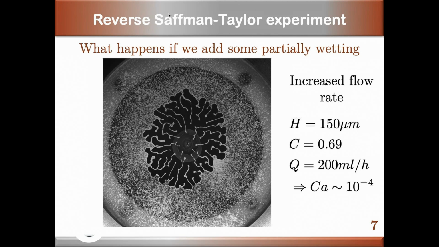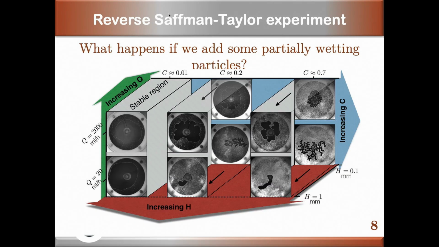So we did, in fact, of course, many experiments, and we changed the concentration of the particle, we changed the flow rate, and we changed the distance between the walls. So this is a nice diagram from my student. I don't know how he was able to do that, but basically, if you take, for example, this experiment here, so this is an experiment that is done with a pretty strong concentration and small flow rate. Then, if you increase, for example, the distance, you see that the fingers are becoming larger.